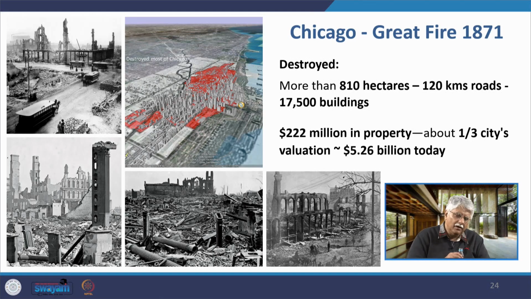one major tragedy happened. In 1871, there was what was called the Great Fire in Chicago, that destroyed more than 810 hectares of the city, 120 kilometers of roads, and 17,500 buildings. $222 million worth of property, about one third of the city's valuation, was gone, that is nearly $5.3 billion today.